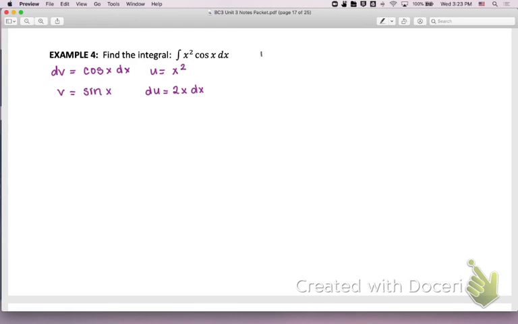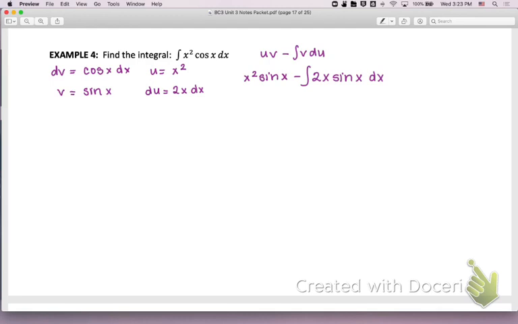So we're going to come over here and do our u times v minus the integral of v du. So u times v is going to be x squared times the sine of x minus the integral of v, which is sine, times du, which is 2x dx. So this becomes 2x sine x dx. Now, think about how we could integrate this second one. You could try u substitution, but it's not going to work.